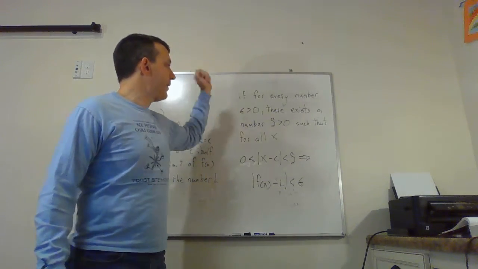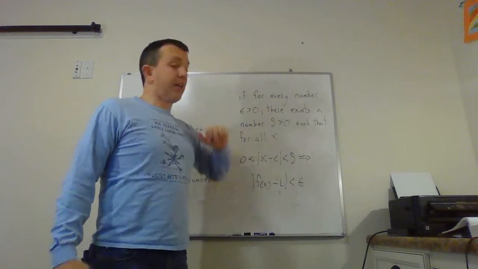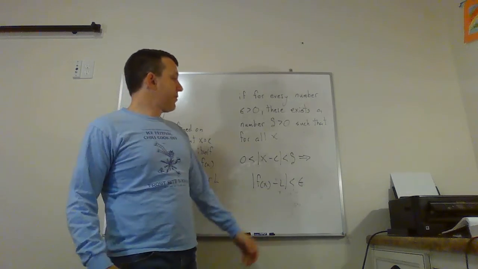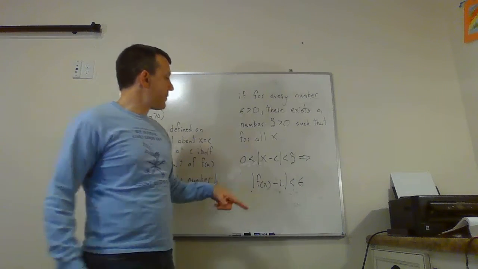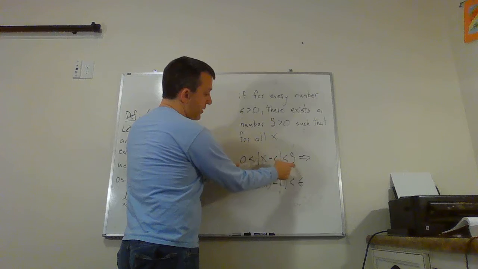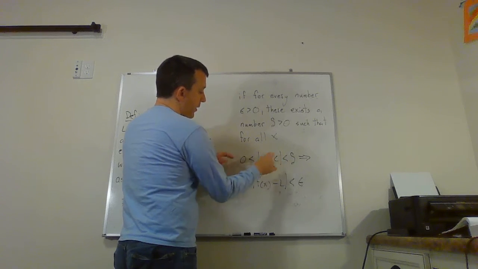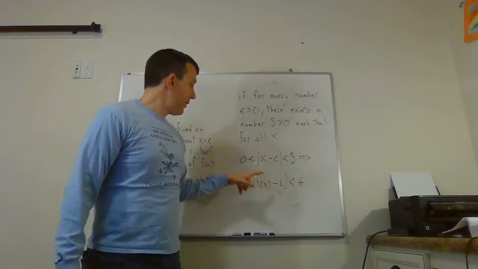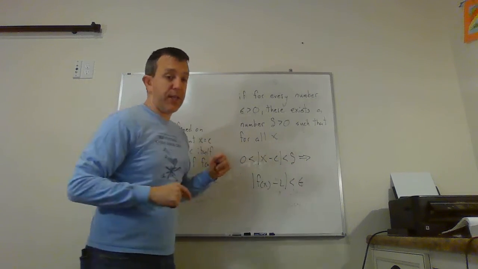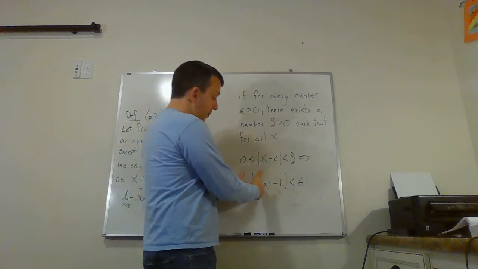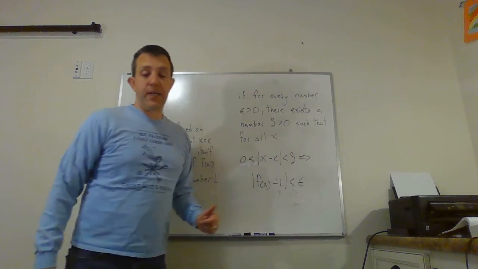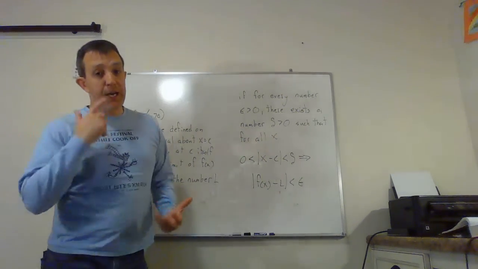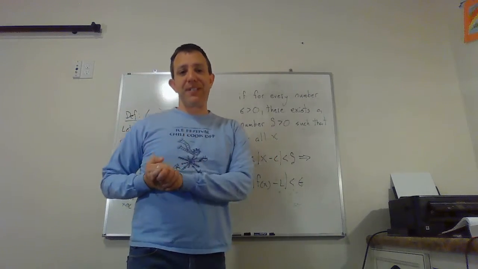For any number we pick, there exists a number delta, there's another Greek letter, that's also greater than 0, such that for all x, if the distance between x and c is less than delta, right, that's that absolute value notation again, that implies that the distance between the function and the limit is less than epsilon. So we're going to do kind of the same process, except now we're going to use epsilons and deltas.